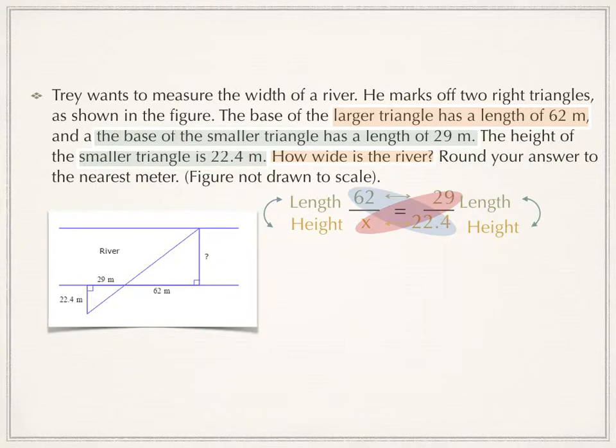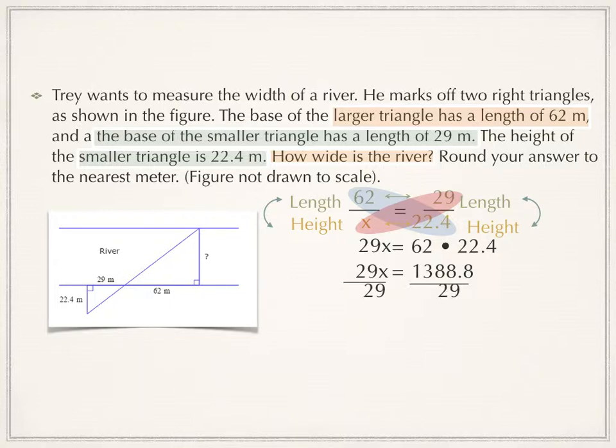So we're going to go ahead and do our cross multiplication, and we get 29 times x, and then remember the equal sign is double shaded, so we're going to set them equal to 62 times 24 and 4/10, or 22 and 4/10. Then when we do that multiplication out on the right, we get 1,388 and 8/10 is equal to 29x.